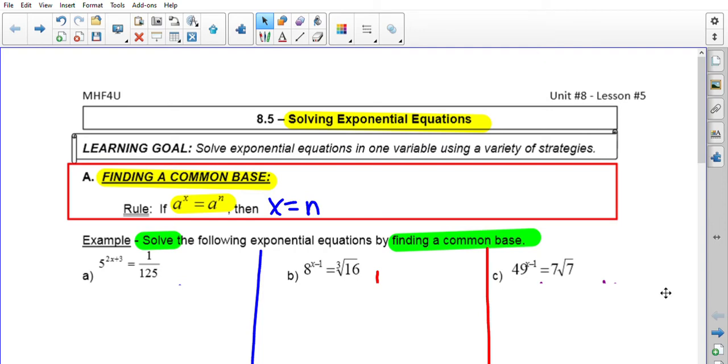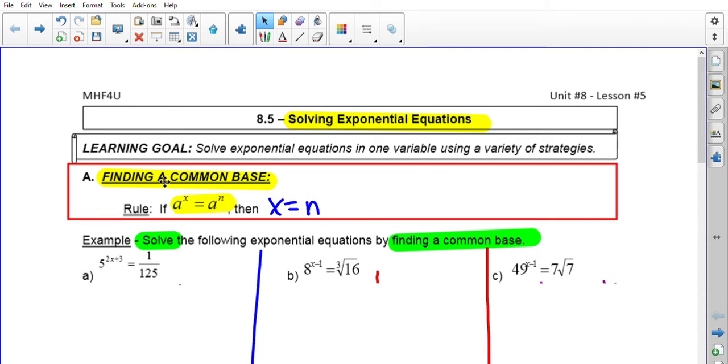Hello class, today we're going to move on to Unit 8, Lesson number 5, which is 8.5, Solving Exponential Equations. So some of this is going to be a little new to us, and then some of the word problems, the setup of them will be familiar from last year. So let's start off with the method for solving an exponential equation, which is finding a common base. So this should be a little familiar to you.